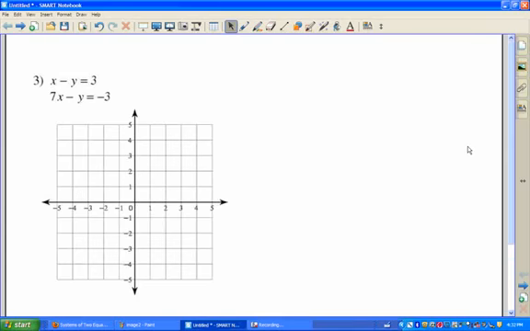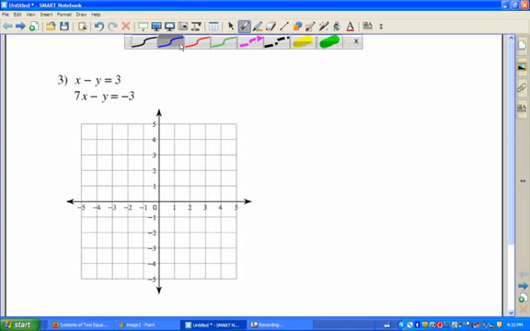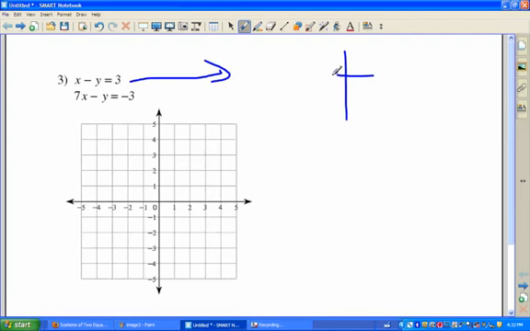Let's take a look at worked example number 2 here. We're going to do it slightly differently. In this first equation here, I'm going to just do a simple XY chart. I'm going to find those intercepts easily.